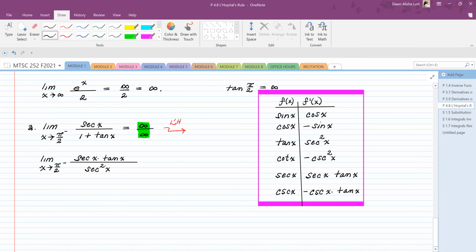Okay, so this now becomes the limit as x approaches pi over 2 from the left. I can cancel one secant, so this secant can cancel with that one. And that gives me the tangent of x over the secant of x.